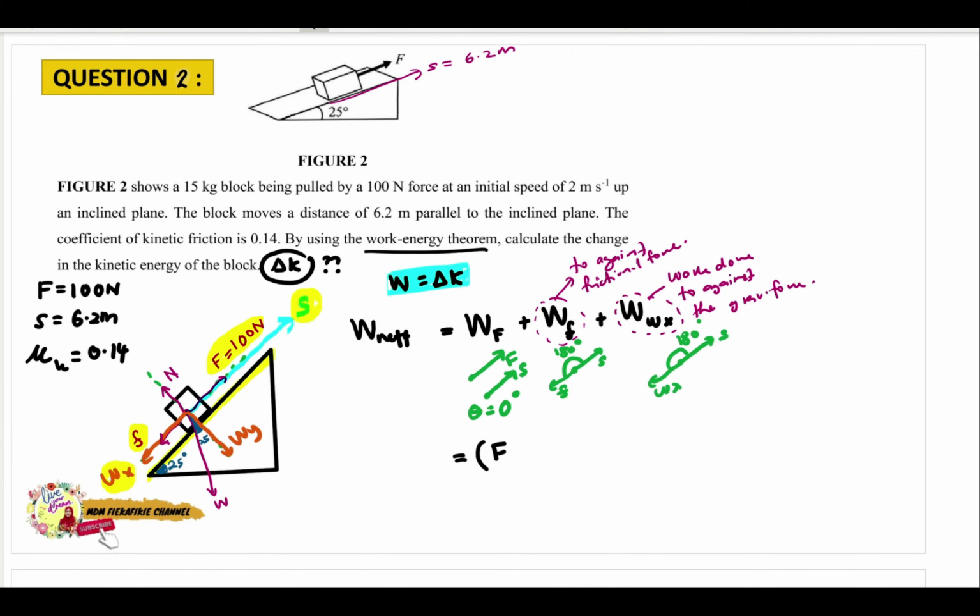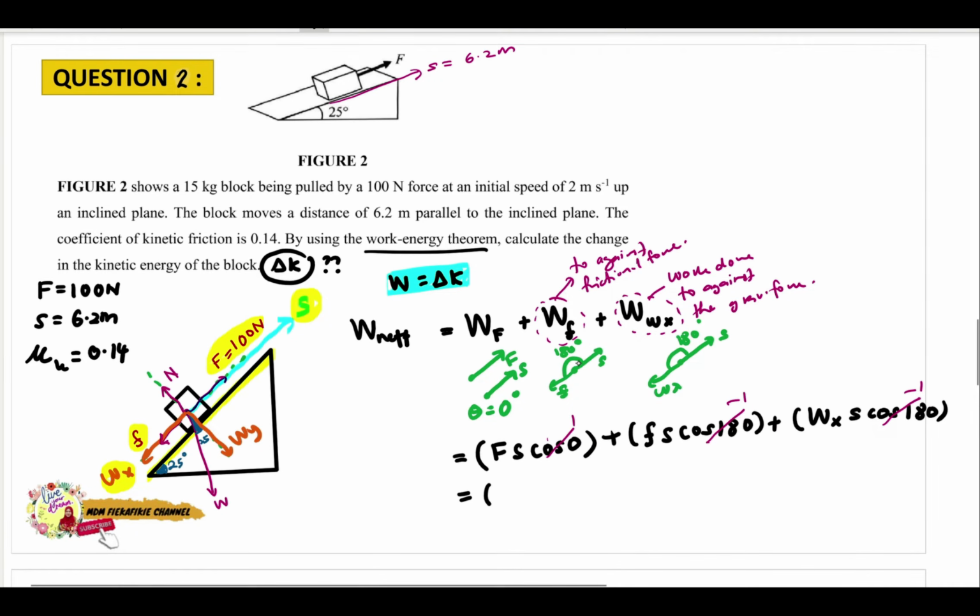In this case, our F is F. S cos 0, plus friction times S cos 180, the angle between friction and S. And the last one is WX and S, and the angle is 180. Okay? This one you know, cos 180 is negative 1. So negative 1, negative 1, and negative 1. Okay, so we can substitute all the values.